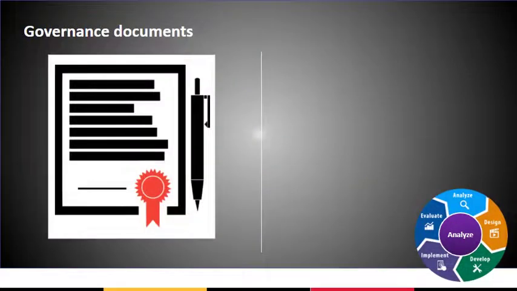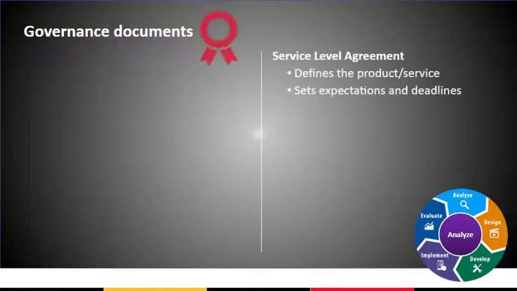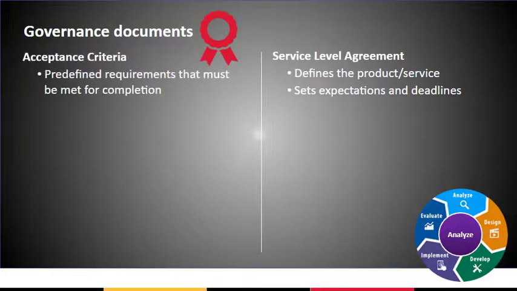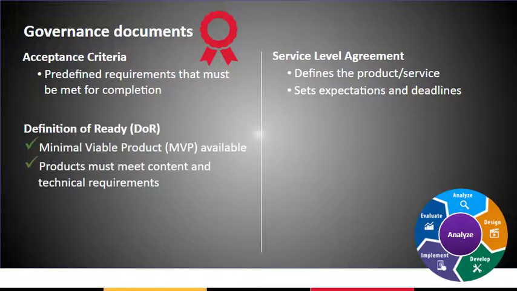The trend in Agile development is to have working software over documentation. However, there are some ground rules at the analysis stage to assure alignment and prevent impediments. A service level agreement defines expectations, and acceptance criteria clarify expected outcomes. A definition of ready checklist ensures a viable product meets content and technology requirements.